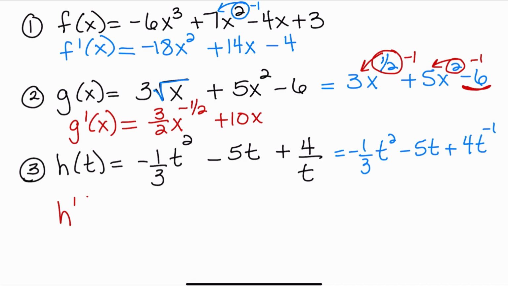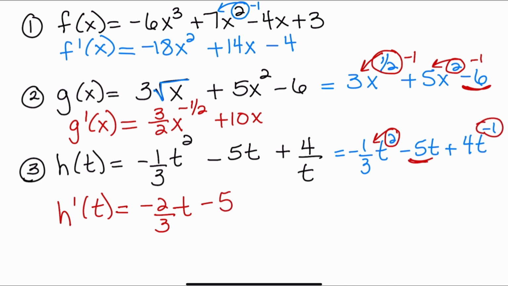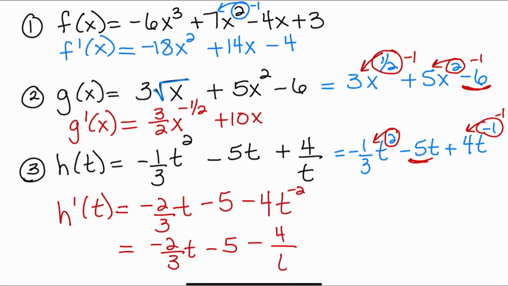Now that I've rewritten the problem, I can go ahead and take the derivative. So I'm going to write h prime of t is equal to, take the 2, multiply to the -1/3, we get -2/3 t, and then this is just going to be minus 5. -1 times 4 is -4t, and then if I subtract 1, I get -2. This is something that if you want to, you can rewrite this as -2/3 t minus 5 minus 4 over t squared, and that's my final answer.